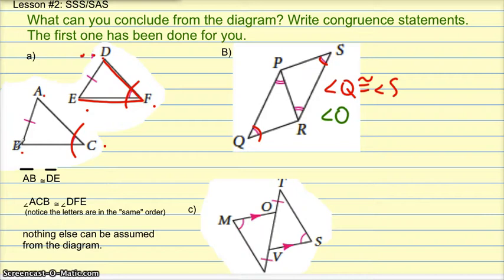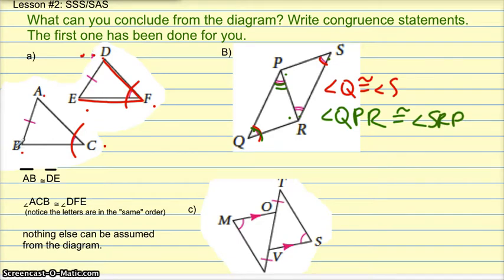So I went from the single marking up to the double marking down to no markings. Single, double, none. So I'm going to make sure that the other angle goes the same way. Single, double, none. SRP. What else can be assumed?